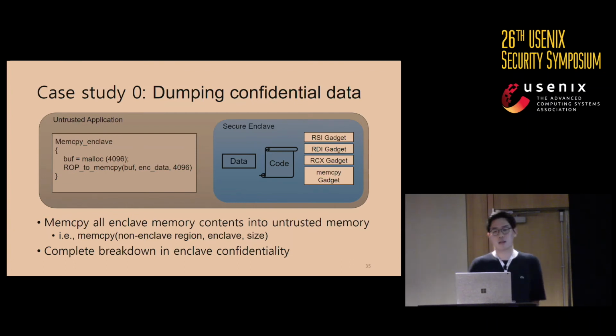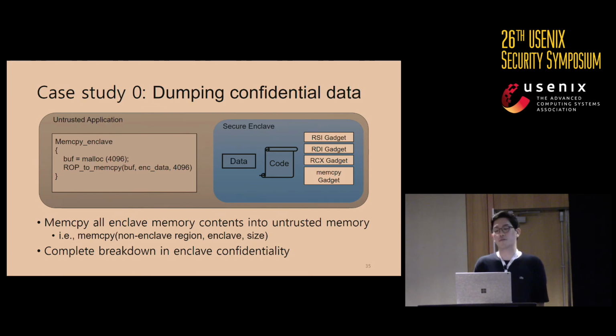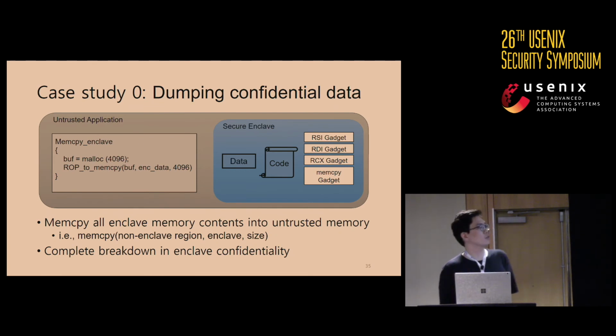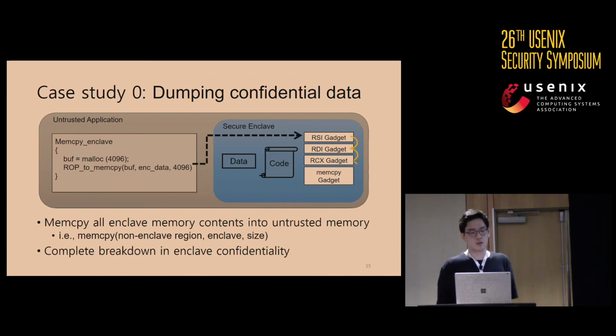The first case study is dumping confidential data from the enclave to the untrusted app. To do that, we first chain the gadgets for invoking memcopy. So by invoking the vulnerable function, we chain the gadgets for memcopy, and by returning to the memcopy gadget, we can copy the entire enclave contents from the trusted app to the untrusted app.